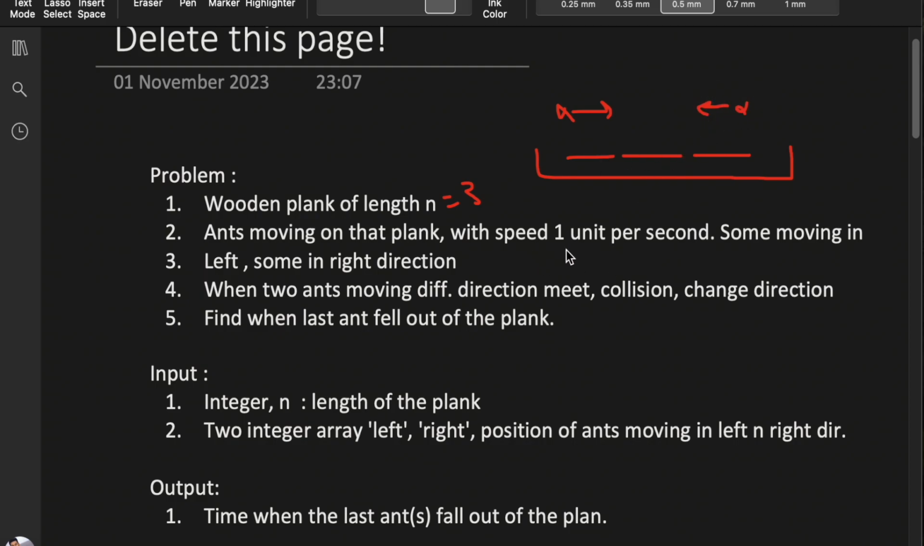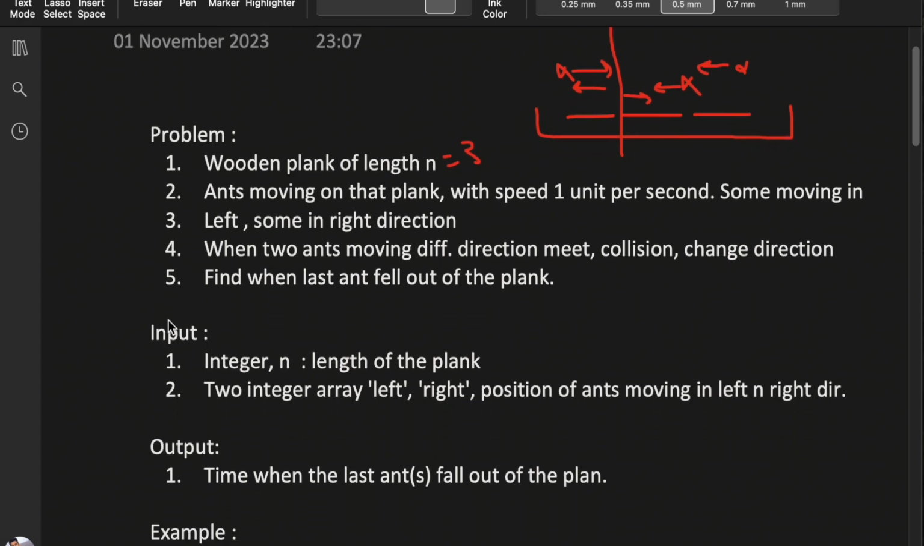and they are covering one unit length in 1 second, and they are moving in either left or right direction. So the collision will also happen in that case. Let's say one ant was moving from this direction as well. So after 1 unit the collision would happen, and the collision is not going to take any time. Right after the collision they will just start moving in a different direction. So we have to return the time where all the ants, or maybe the last ant, would fall out of the plank.